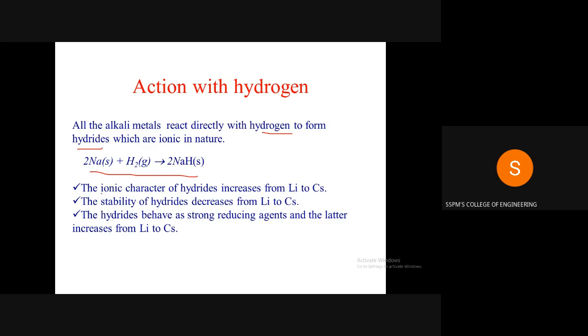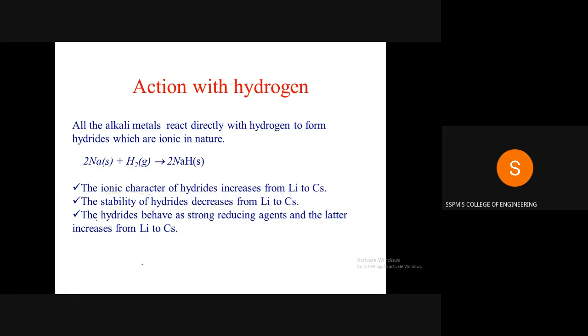Then the ionic character of these hydrides increases from lithium to cesium. When you go down the group, ionic character increases. Ionization energy decreases. Atomic radii increase. So you should know these basic properties or basic trends when you go down the group. Then the stability of hydrides decreases.